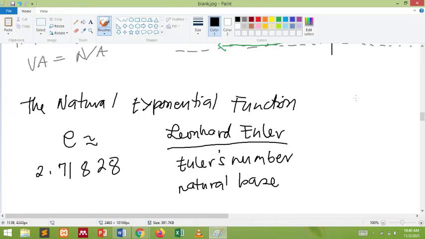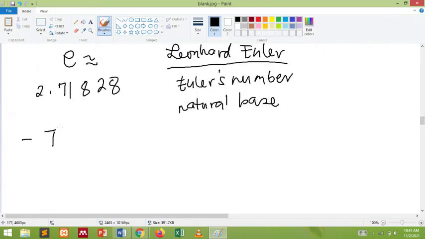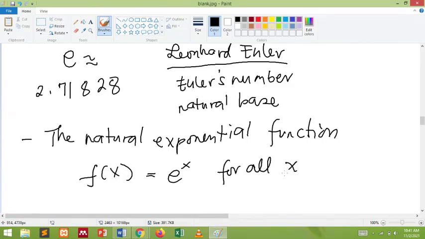So the natural exponential function, its definition is also in your modules. I hope you have read your modules. The natural exponential function is a function defined by this form: f(x) equals e to the power of x, for all x that are real numbers.